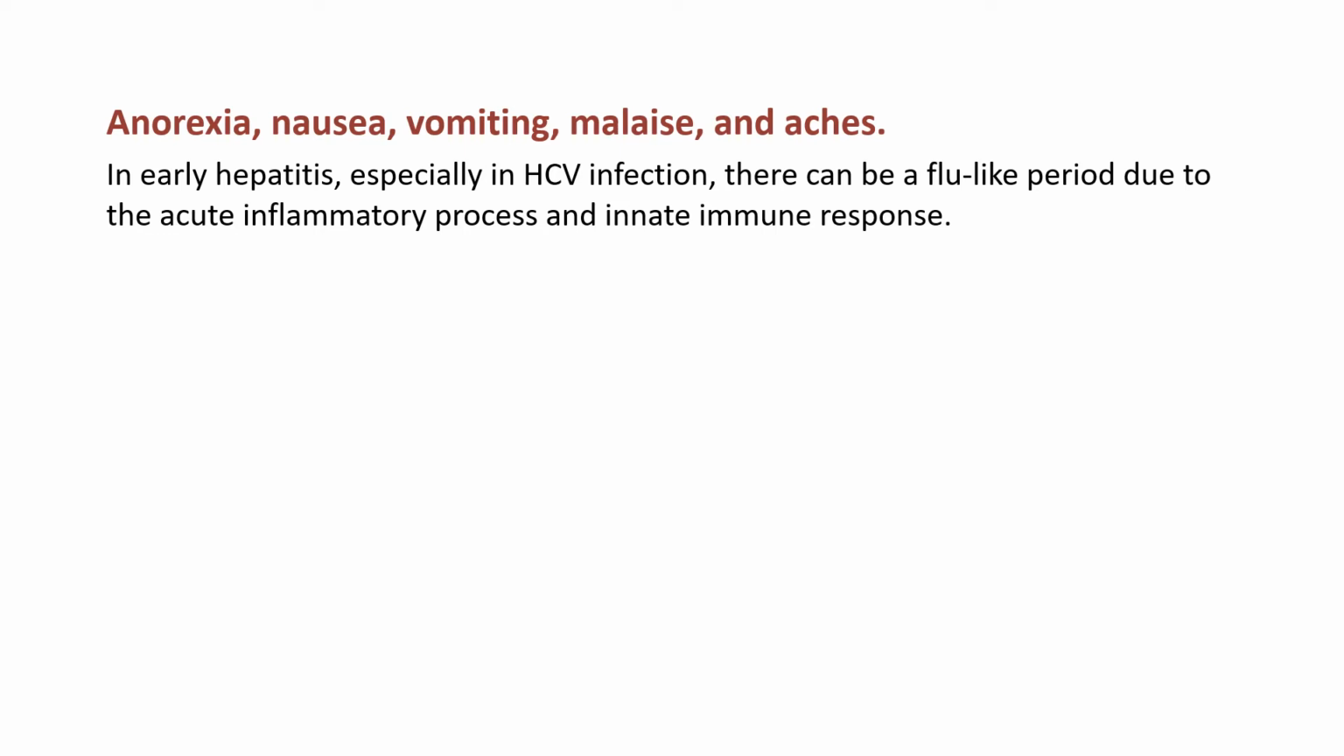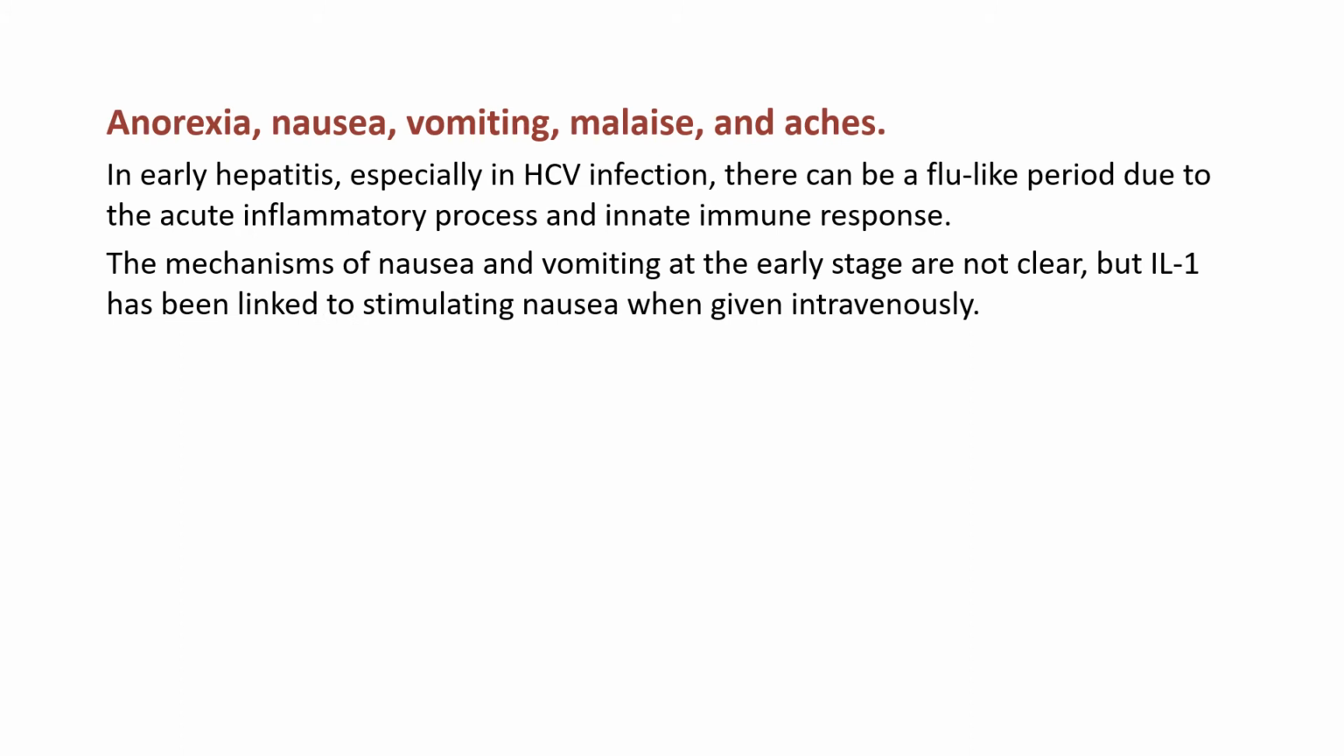Anorexia, nausea, vomiting, malaise and aches can sometimes happen early on in early hepatitis, particularly in HCV infection, where there may be a flu-like period due to the acute inflammatory process and the innate immune response. In terms of the nausea and vomiting, it's not really very clear what's causing that. But interleukin-1, one of our key inflammatory mediators, one of our cytokines, has been linked to stimulating nausea when given intravenously.